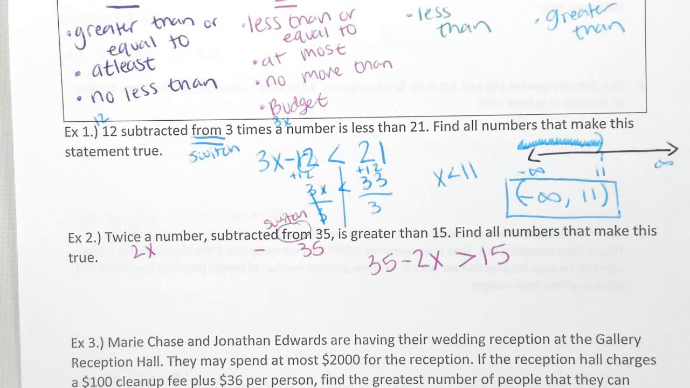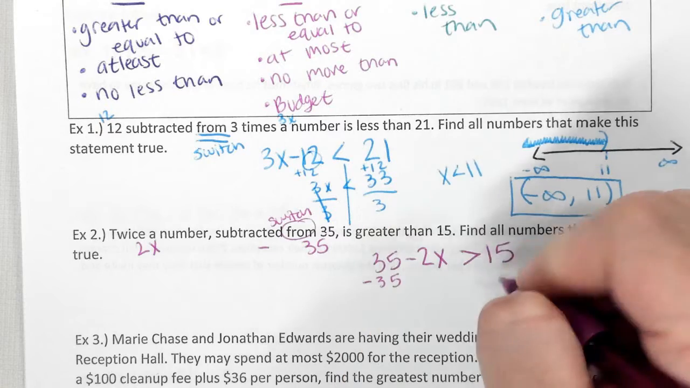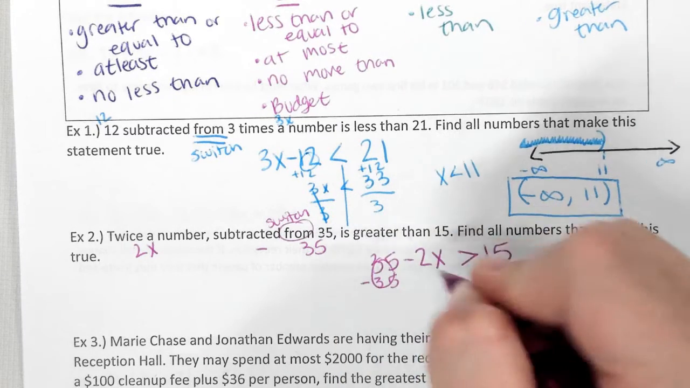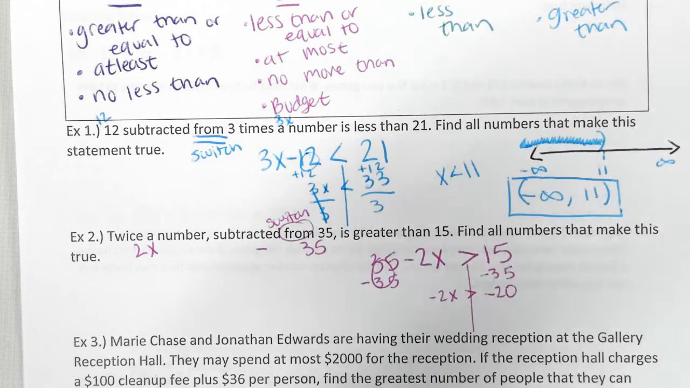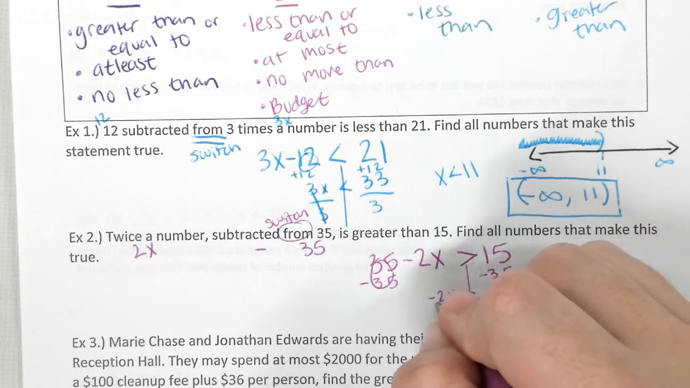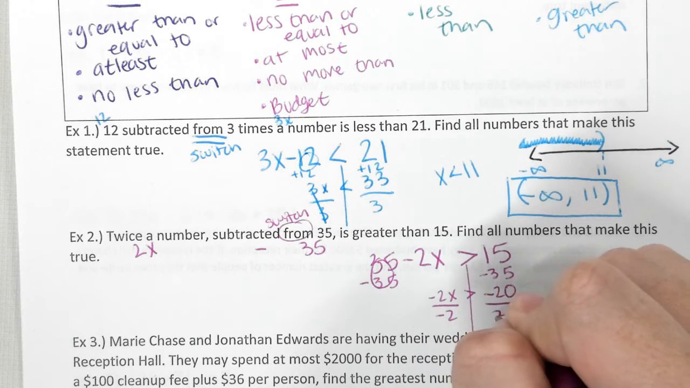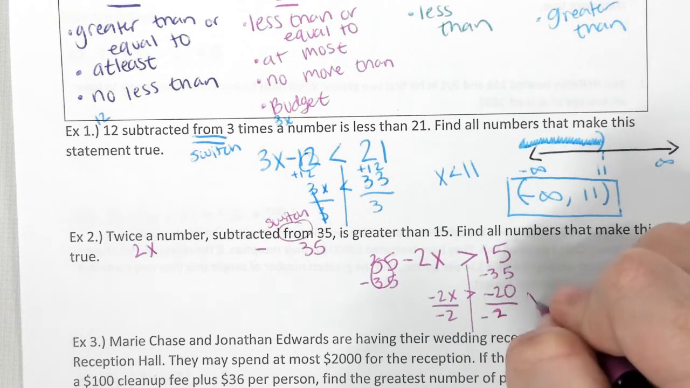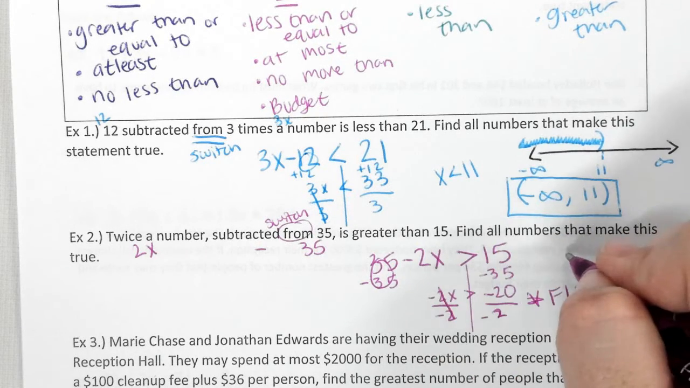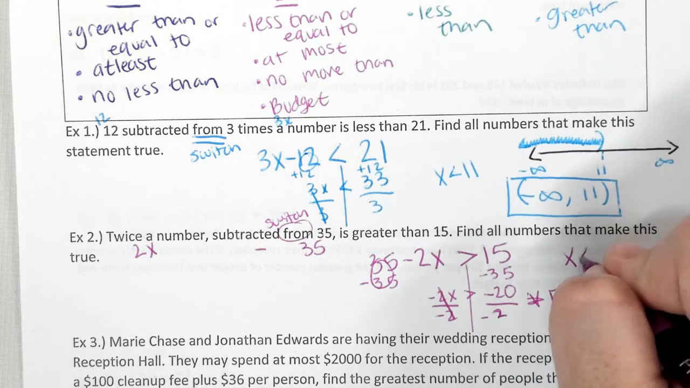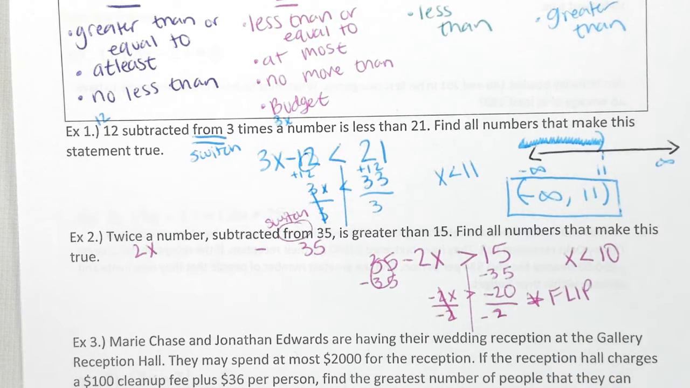And now what? Minus 35. And I get negative 2x is greater than negative 20. Now what? Divide by negative 2. And what did I just divide by? So what do I have to do? Flip my symbol. Okay, so I end up with x is less than positive 10 because 2 negatives makes it positive.